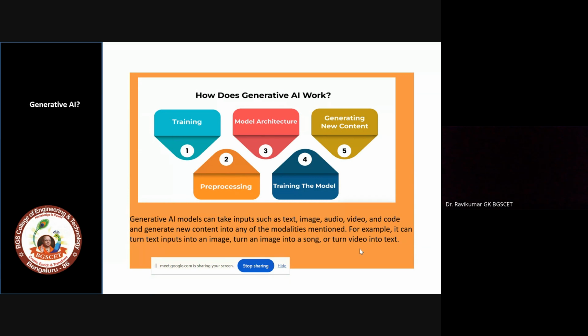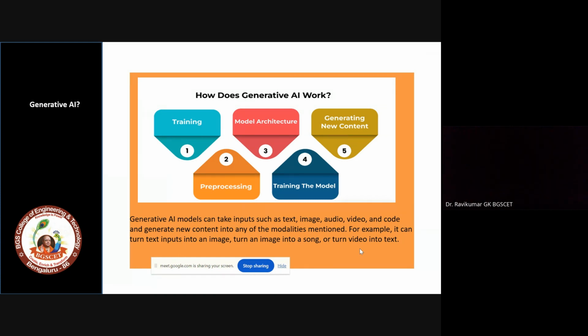Then it will start pre-processing. Means what? It subsets the data and creates the image and everything. Then it is applied to a model architecture. It compares the previous one, present one, and future one. After comparing that, it creates the model and the new content will be generated. So in these 5 stages, generative AI will work.